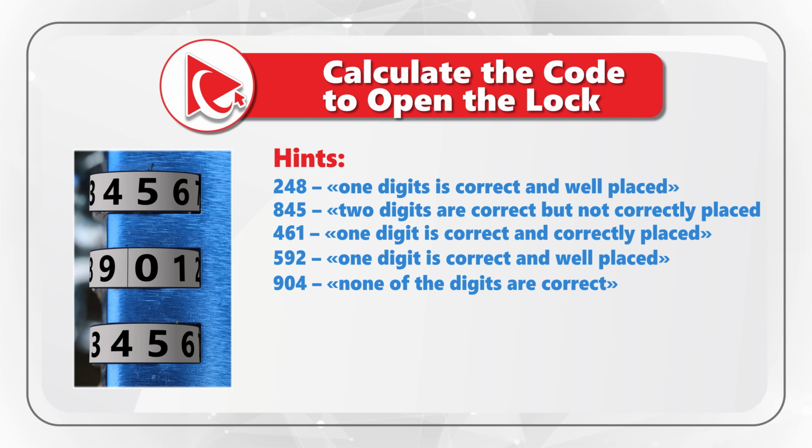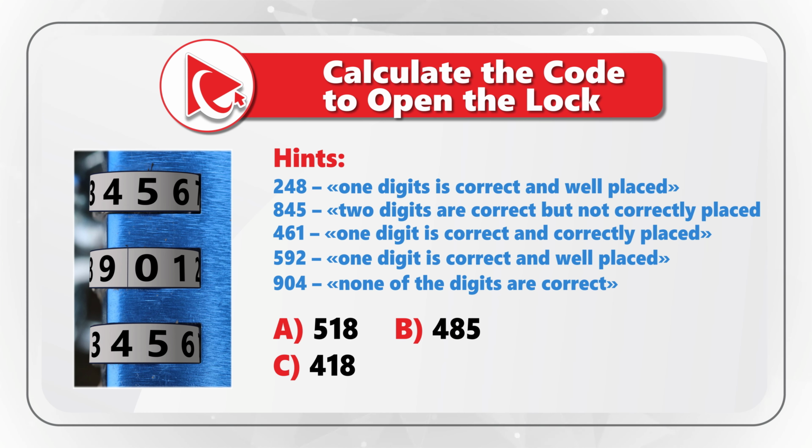To open the lock, you need to process all the hints and select 1 out of 4 possible choices. Choice A, 518. Choice B, 485. Choice C, 418. And last but not least, choice D, 568.